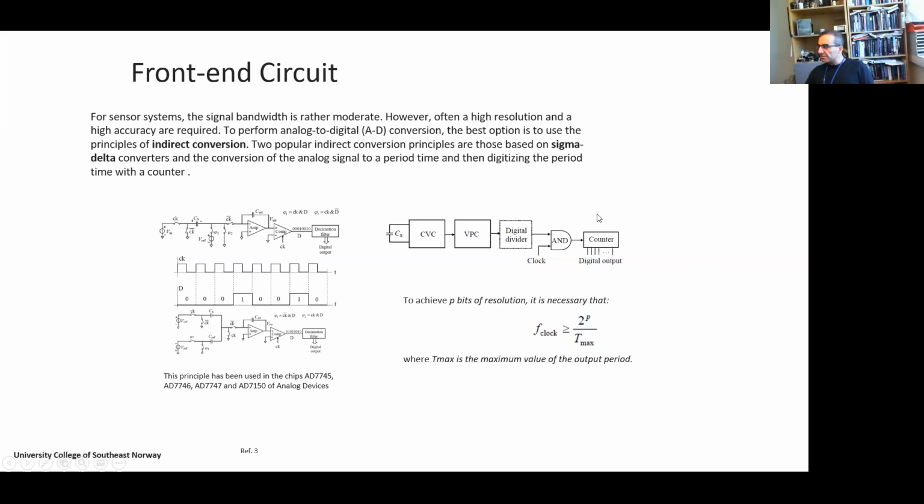For sensor systems, the signal bandwidth is rather moderate. Sometimes you need high resolution, and then you need delta sigma modulators, because those are AD converters which have really high resolution. One of the areas where they were used was in DVD players and CD players. I think the way the information is stored on CDs is because you want to have high resolution of the data. So that is one of the areas where it can be used.